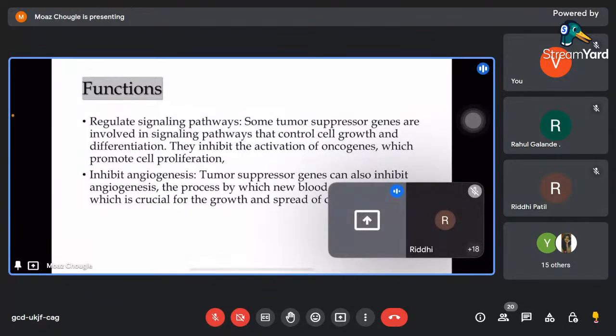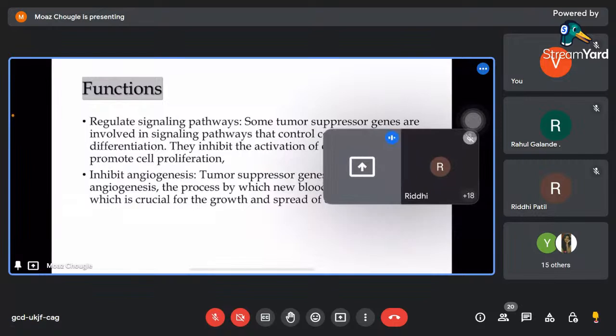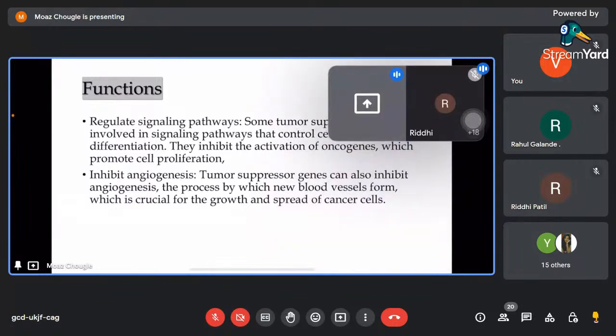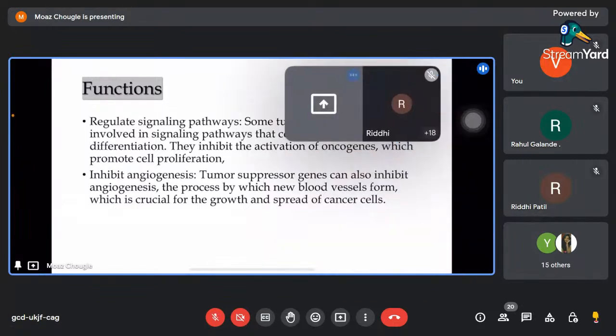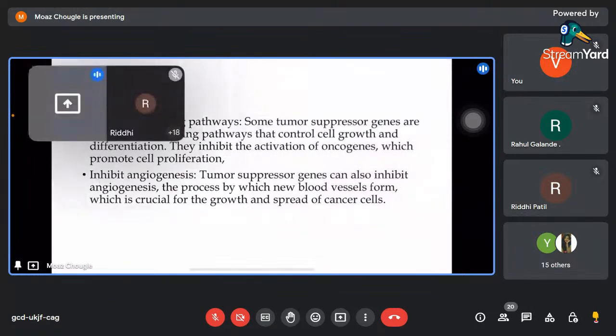Some tumor suppressor genes are involved in signaling pathways that control cell growth and differentiation. They inhibit the activation of oncogenes, which promote cell proliferation. Tumor suppressor genes can also inhibit angiogenesis, the process by which new blood vessels form, which is crucial for the growth and spread of cancer cells.